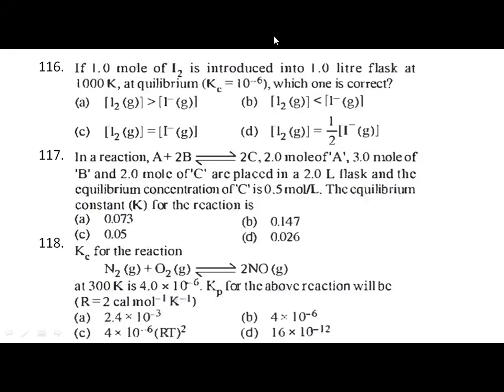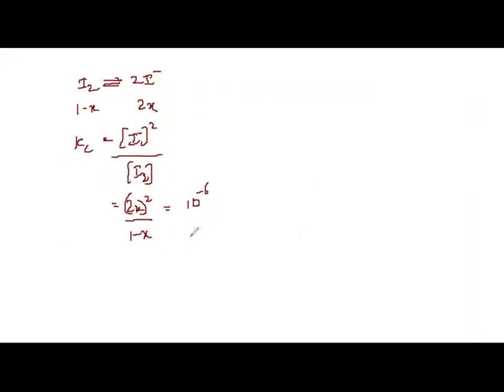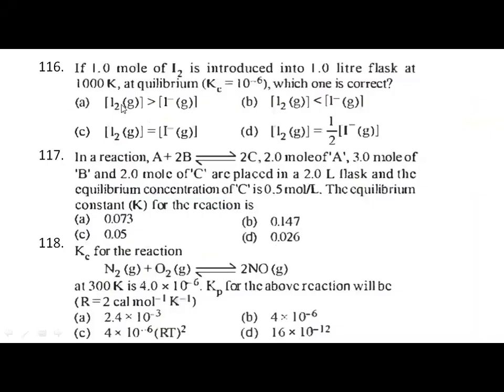So 1 minus x is what? Yes, we have seen here, 1 minus x, this 10 raised to minus 6 means 1 minus x is more than 2x. And what is 1 minus x? Concentration of I2 is more than concentration of I minus. Correct? So concentration of I2 is more than concentration of I minus. So which is the correct option? It is option A. I2 concentration is more than I minus concentration.